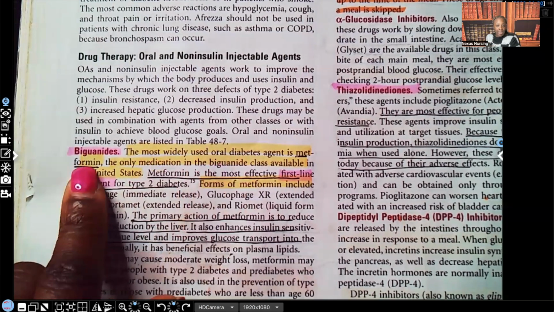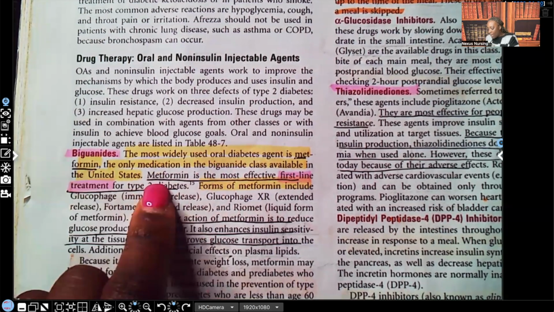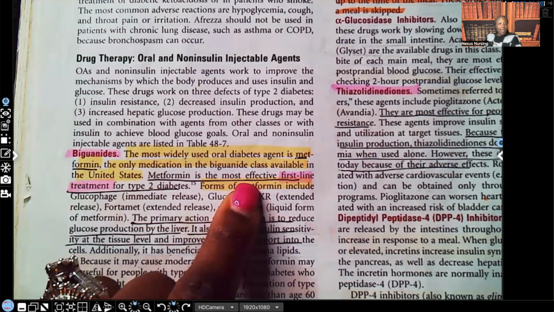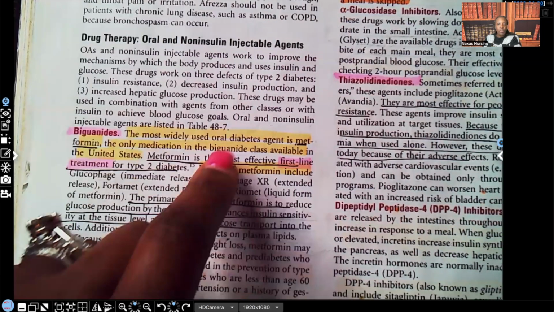Metformin, that is the only biguanide available in the United States. This is the one that most often patients are going to be prescribed. You need to know this, metformin. Metformin is the most effective first-line treatment for type 2 diabetes. That means this is our go-to drug.